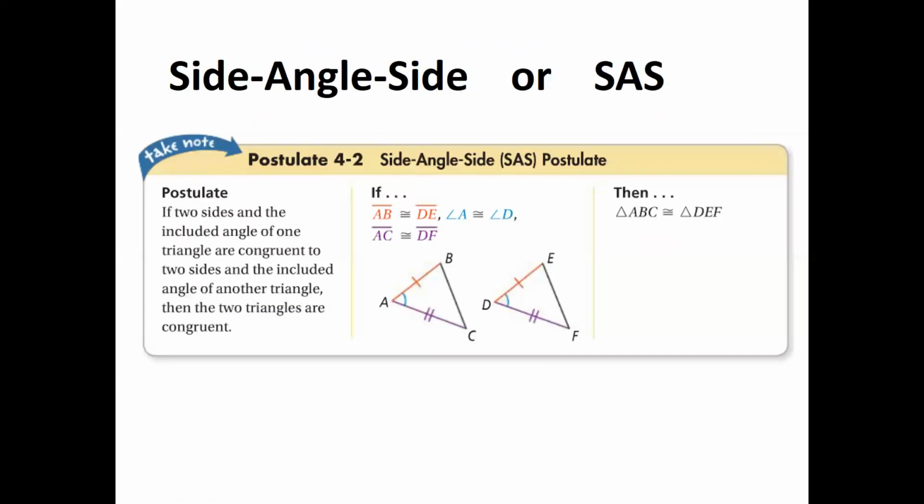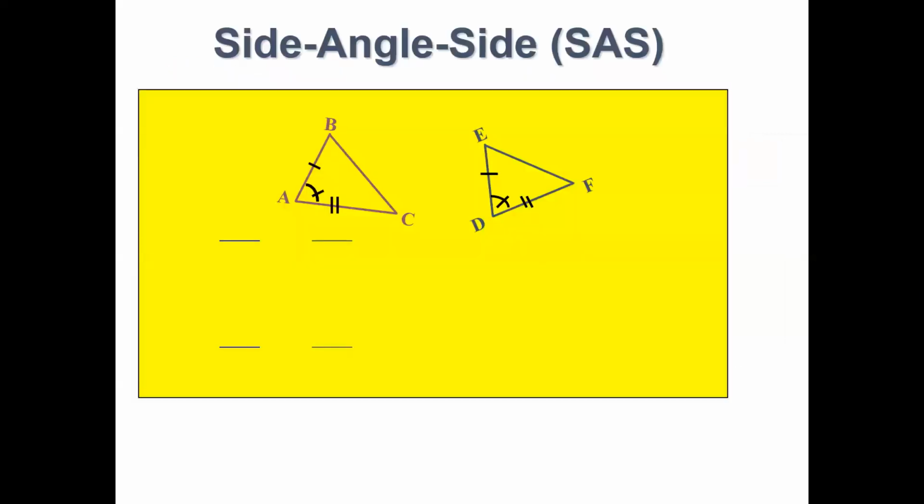Which leads us to the next postulate, which is the side angle side postulate. So here it's important we have 2 sides. If we know those 2 sides are congruent and the angle included between those 2 sides is congruent, then the 2 triangles must therefore be congruent.